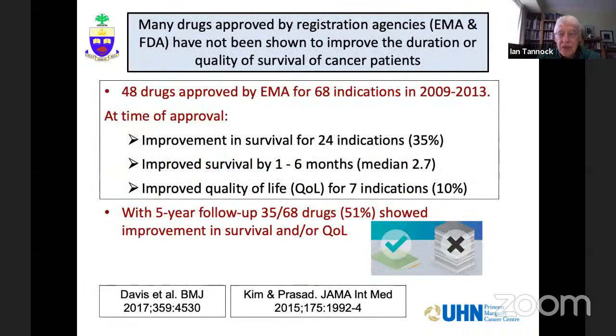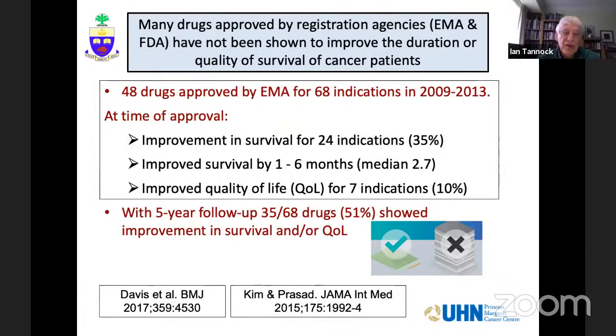So let's have a look at one of the results, at least for drug treatments, of using surrogate endpoints. The EMA and the FDA, the registration agencies in Europe and the United States, have accepted many of these endpoints for approving or registering for sale new therapies. But these have not been shown to improve the duration or quality of survival of cancer patients.